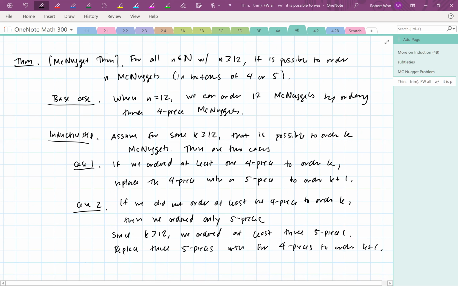And then, right, so we've shown that no matter what the case is, you can always order k plus 1 McNuggets if you can order k. So by induction, we can order any n greater than or equal to 12 McNuggets.